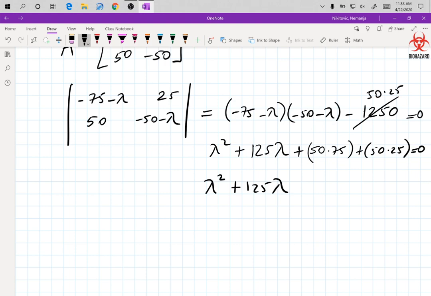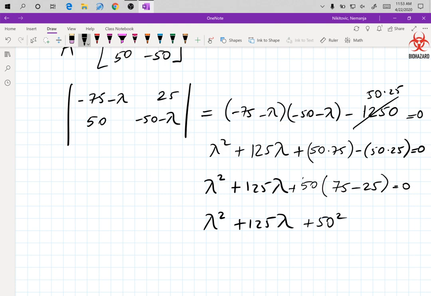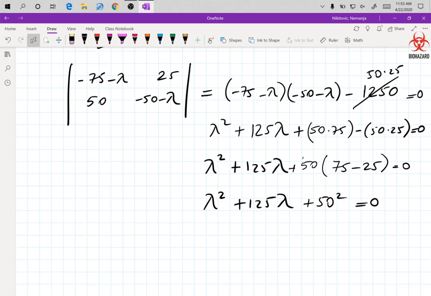And now when you pull out 50 as a common factor, oh, but that's a negative. This one is a negative. So pull out 50 as a common factor, and in parentheses you have 75 minus 25 lambda squared plus 125 lambda plus 2500 equals 0. I don't know why these things make me so happy. And oh, is this the... No, it's not. Whatever. We have to factor it.